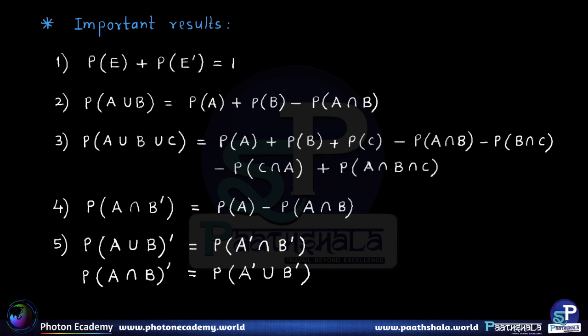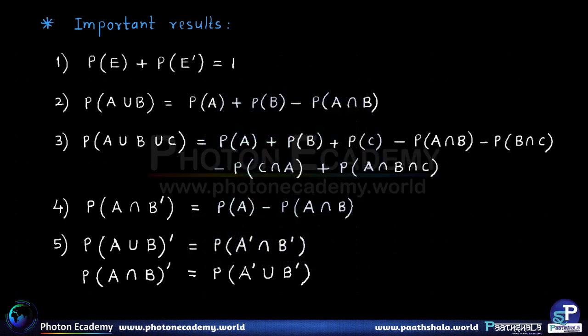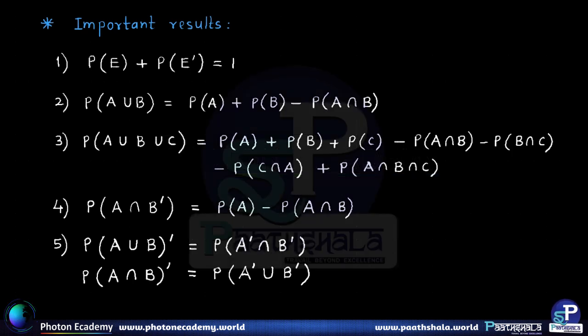Fourth one is probability of A intersection B dash is equal to probability of A minus probability of A intersection B. Now this is also evident from the figure that we have seen on the previous slide, that is the event A intersection B dash on the left hand side indicates nothing but the portion which is inside A but outside B. So therefore from the region of A, we have to remove the region which is common to A and B. So we have to subtract P of A intersection B from P of A, which is the right hand side.